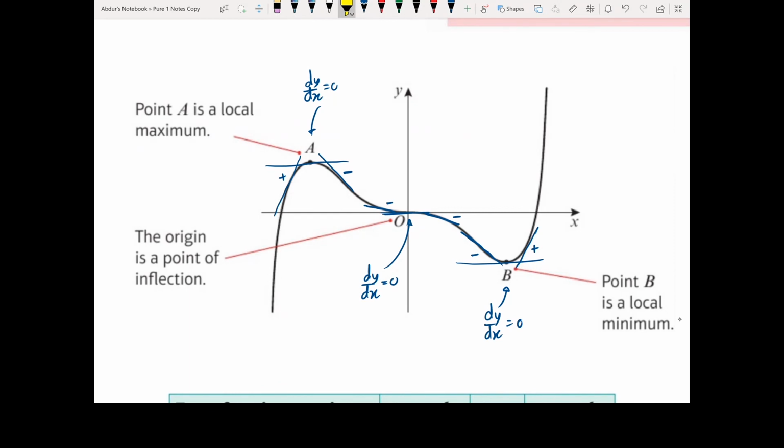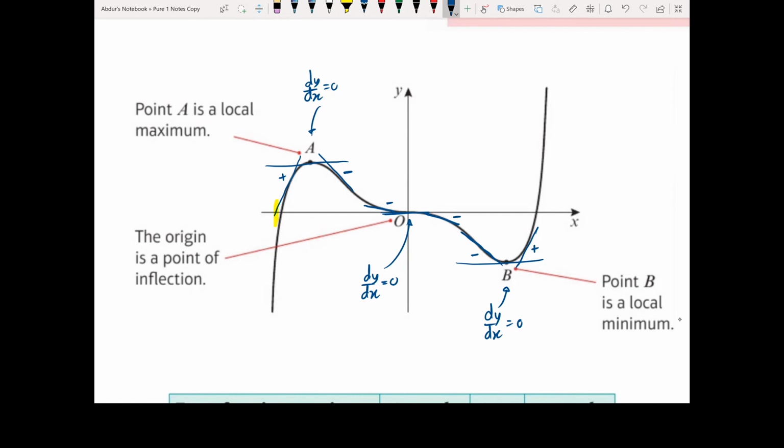Well, the gradient just before the point A was positive, and then it went to 0. So the gradient is decreasing from a positive value to 0 and then going to negative. So the gradient's becoming more and more negative. So the rate of change of the gradient is negative. How can we say that?